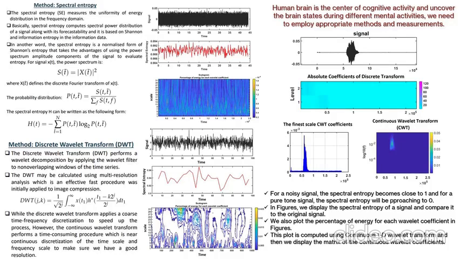Another method that we applied here is called the discrete wavelet transform, DWT. The discrete wavelet transform, DWT, performs a wavelet decomposition approach by applying the wavelet filter to non-overlapping windows of the time series data.